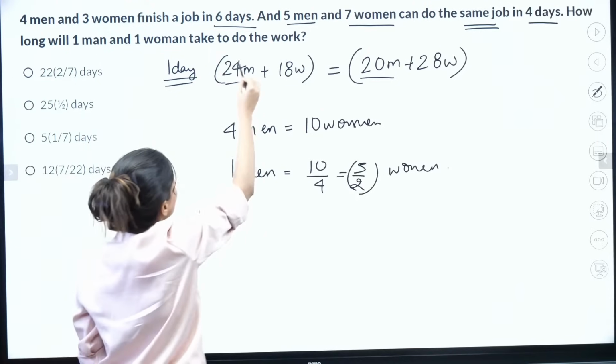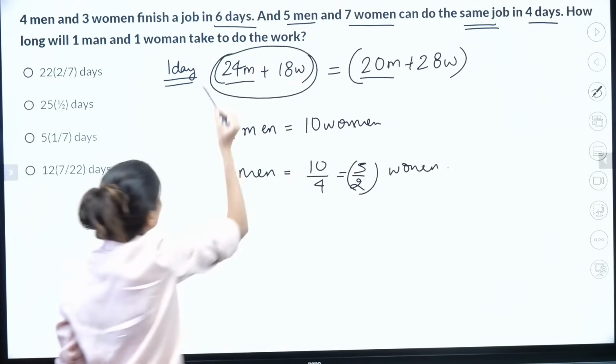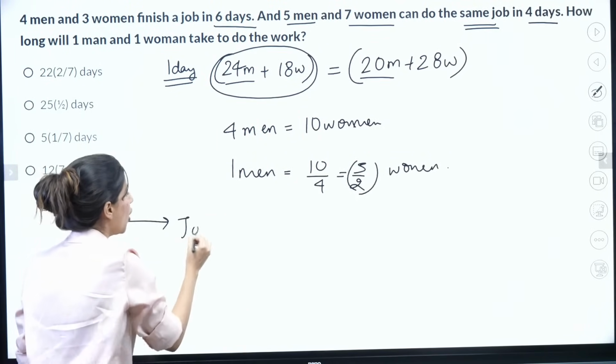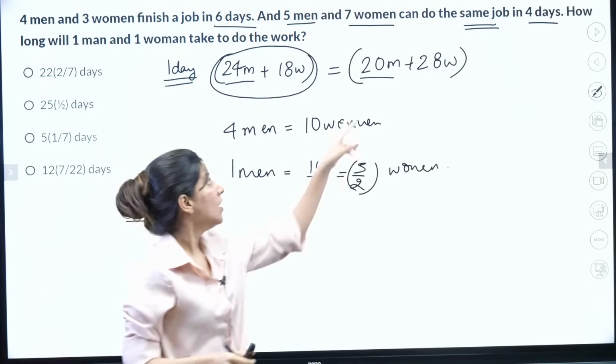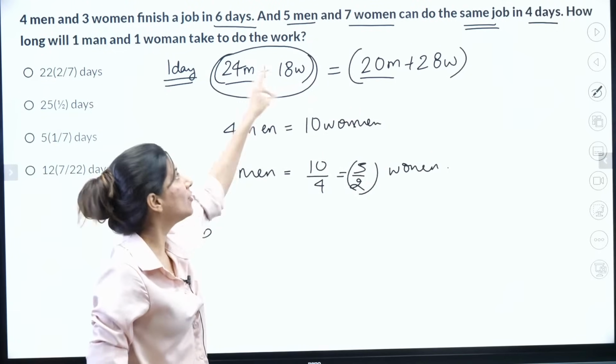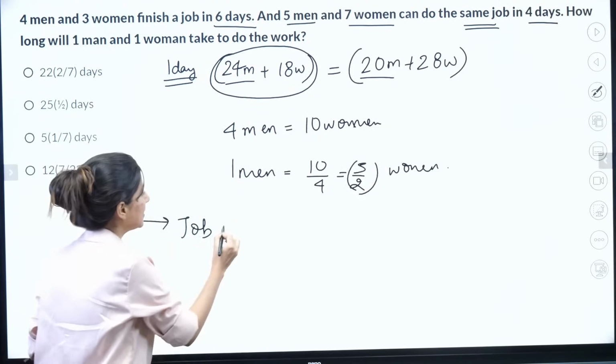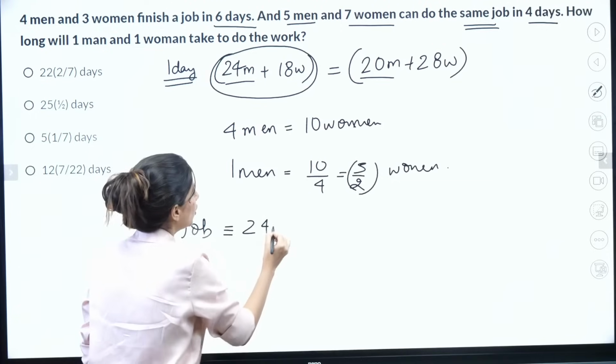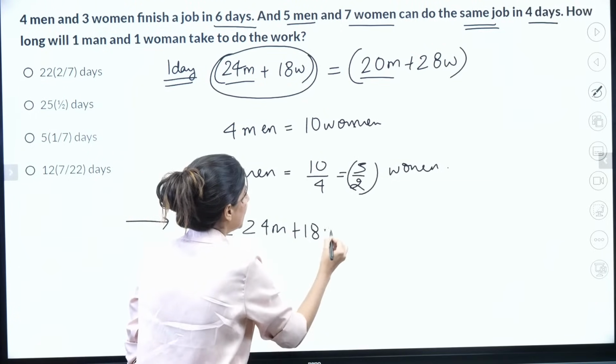So the job which 24 men and 18 women are doing, or the work which 20 men and 28 women are doing. So either of these two we have to consider. So this is our job, right? 24 men plus 18 women are doing.